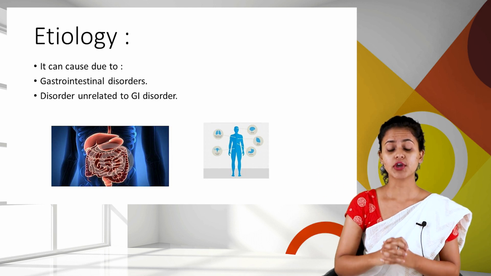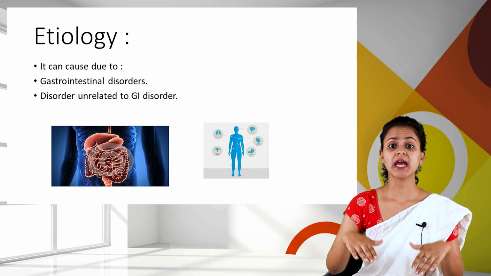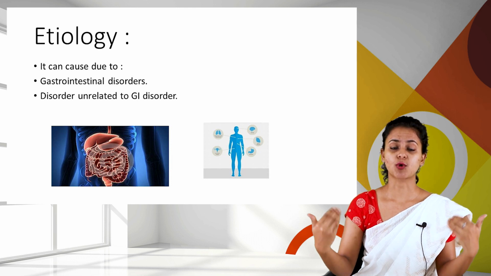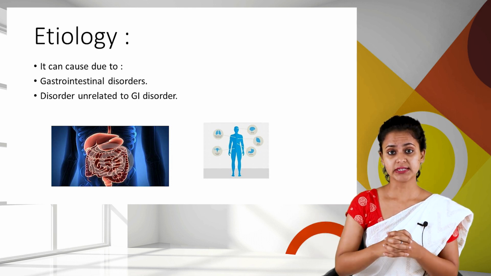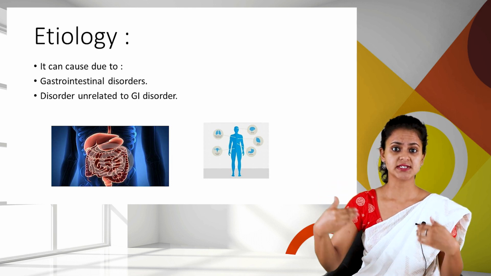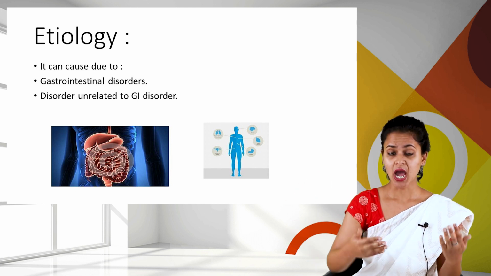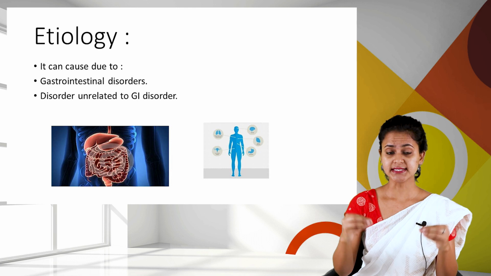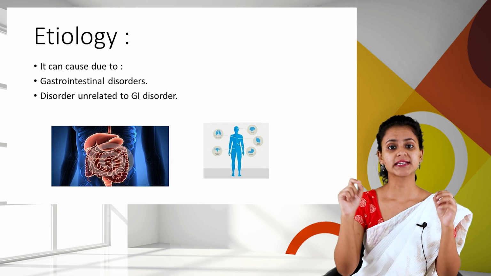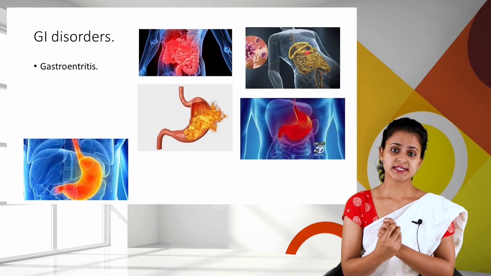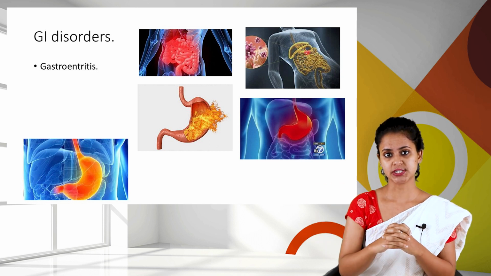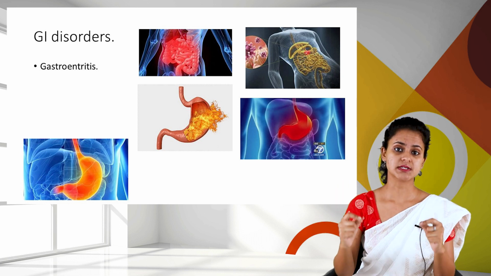In the next part, we are going to see the disorders which are unrelated to the gastrointestinal tract but cause the development of vomiting. So we are going to read the etiological factors in two different categories. The first one would be the disorders related to the gastrointestinal tract. The second category is etiological factors not related to the disorders or disease processes of the gastrointestinal system.